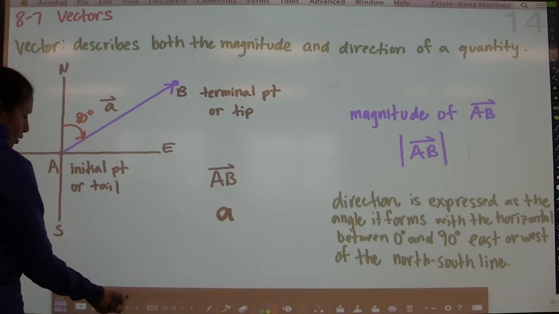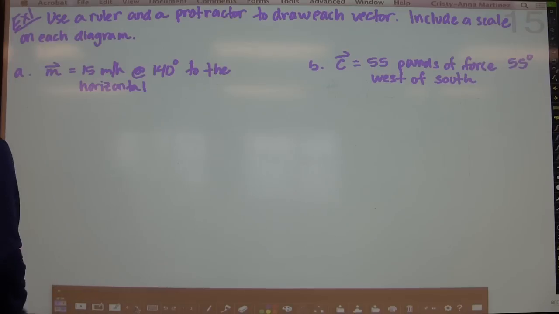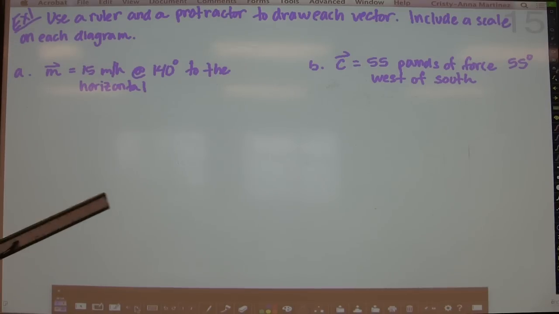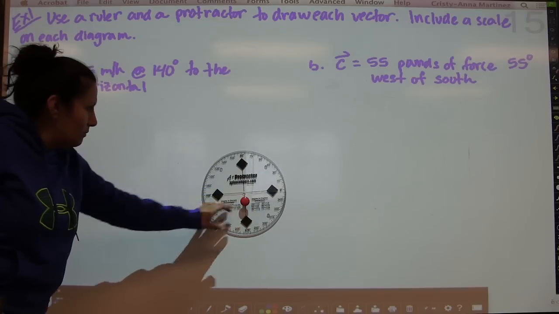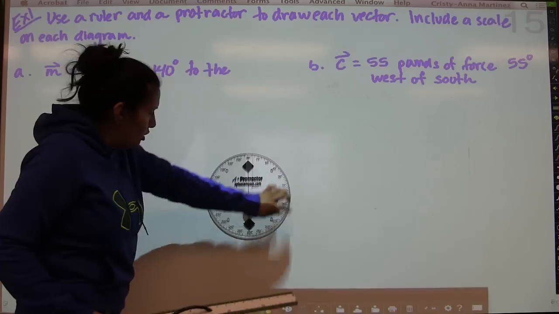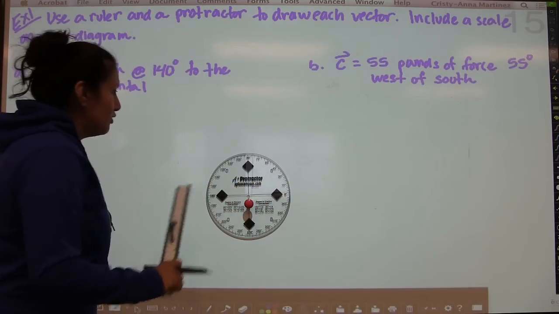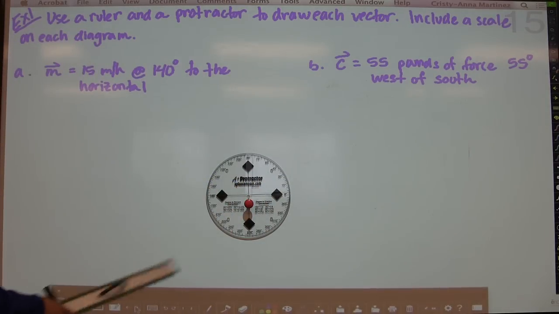So now we want to start with our first example here, and it says use a ruler and a protractor. I have all my stuff up here with me, and I hope that I can help you do this. My protractor looks more like a circle than anything, but it has the little half moon that you're used to, and it's got all my degrees here, and I can see through it, so it'll help me as I'm on the board. So it says use a ruler and a protractor to draw each vector, including scale on each diagram.